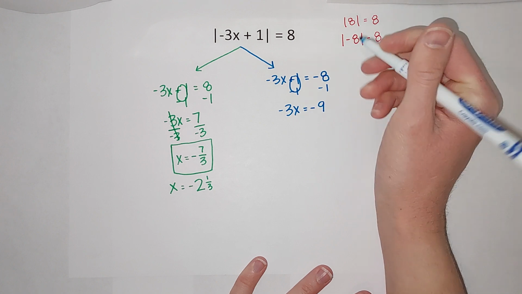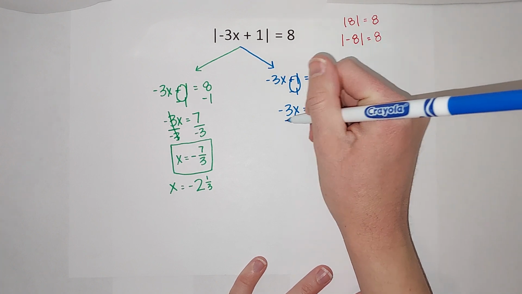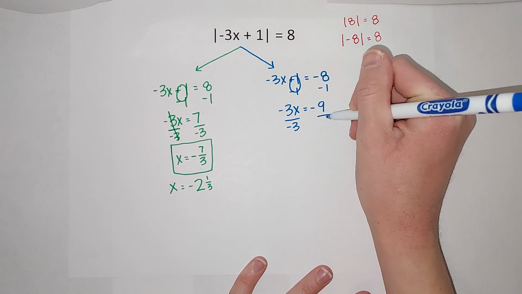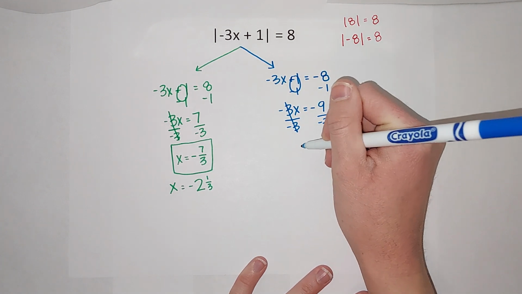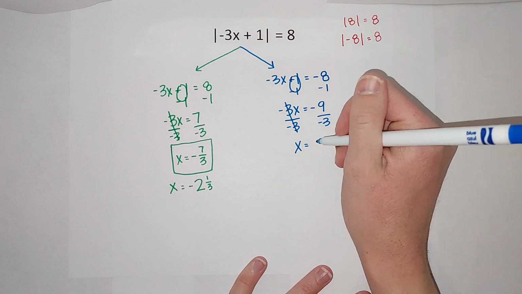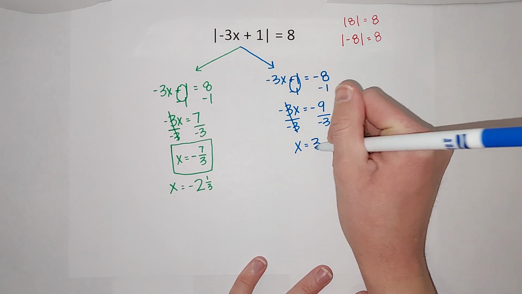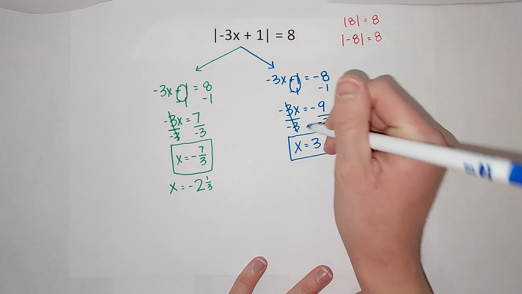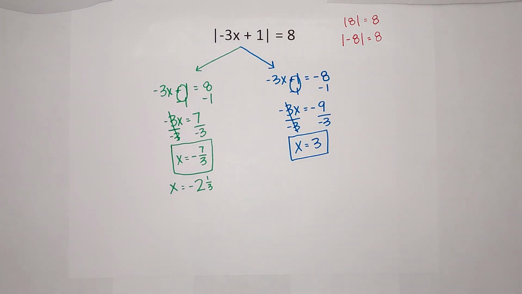-9. Okay, again, these are being multiplied, so I'm going to divide on both sides. Those go away. So I'm left with x equals, negative divided by negative gives me a positive. 9 divided by 3 is 3. Okay. So these are my 2 possible answers.